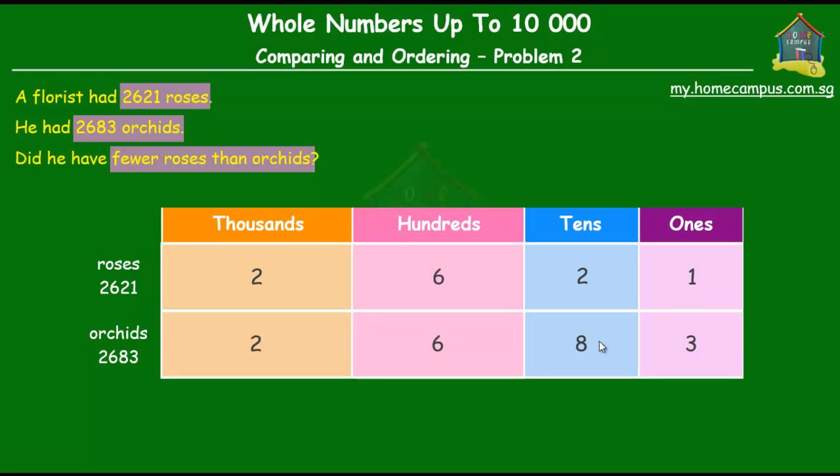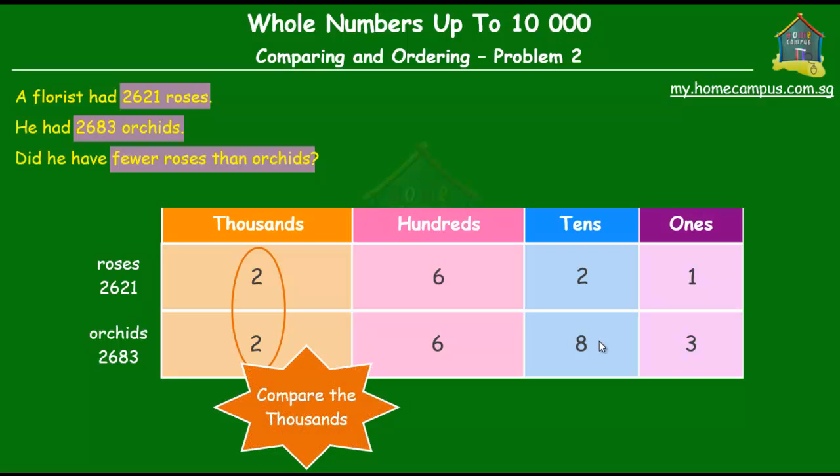Alright, so how do we compare? Well, we learned in the previous lesson that we start by comparing the thousands. When we compare the thousands, we see that for the roses, there's 2 in the thousands place, and same for orchids, there's 2 in the thousands place. So we can't obviously tell from here if there were more roses or orchids.